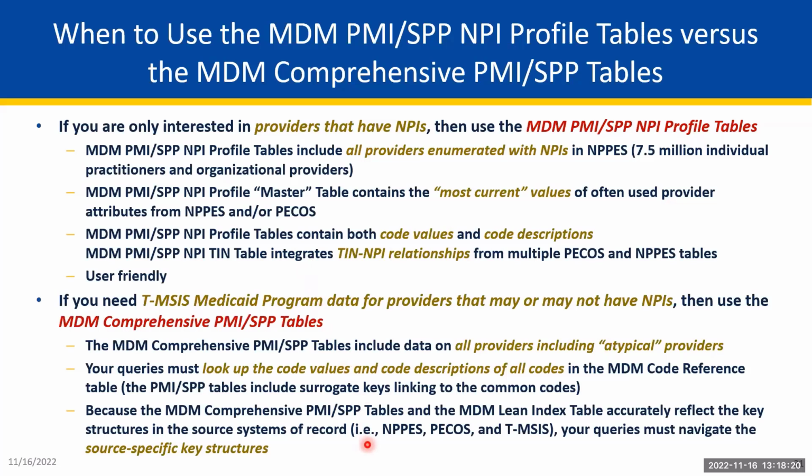And when to use our MDM comprehensive PMI SPP tables: in case there are atypical providers, or if you don't have an NPI as an identifier to query the information for the provider, like a CCN, then the PMI SPP comprehensive tables are the right choice.